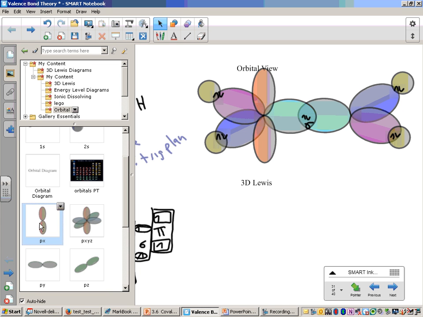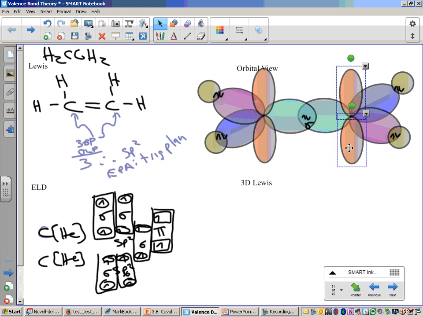Let me grab that second p orbital, and I'll never get it on the right spot because it always needs some adjusting. And why did that switch to that? I think we're good. Okay, beautiful. 2 p orbitals. We're okay with the picture so far?